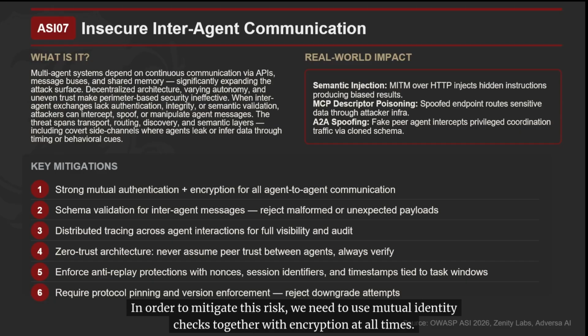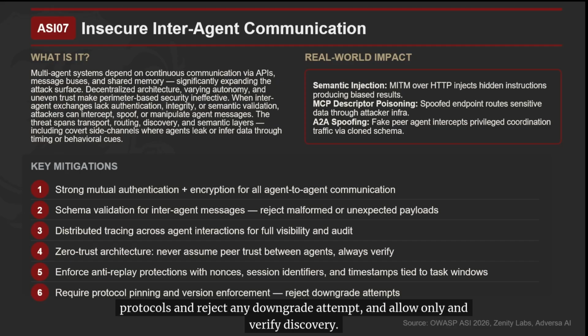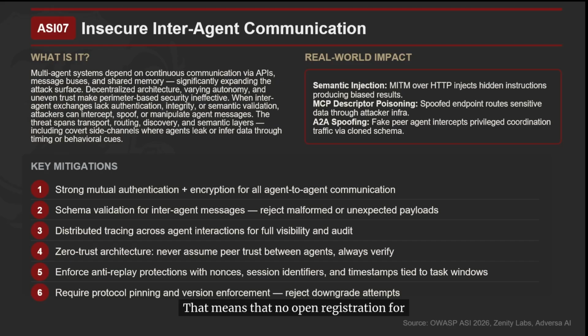In order to mitigate this risk, we need to use mutual identity checks together with encryption across the whole flow, sign all messages to detect any modification, prevent replay attacks using nonces, session IDs, and timestamps, pin approved protocols and reject any downgrade attempt, and allow only verified discovery. That means no open registration for new agents.